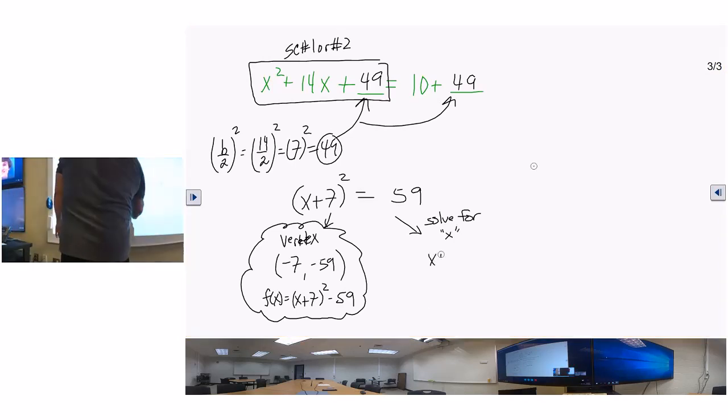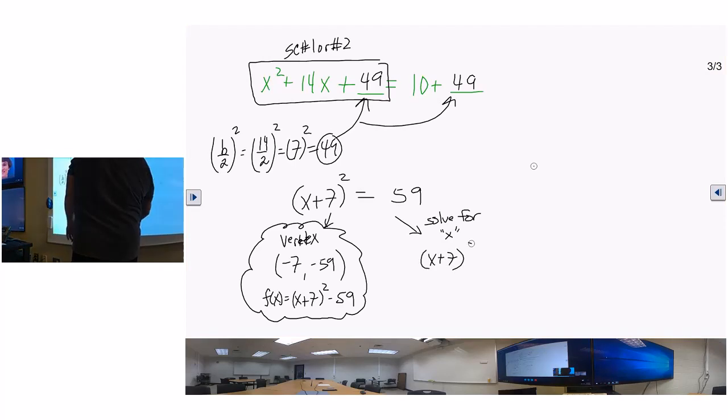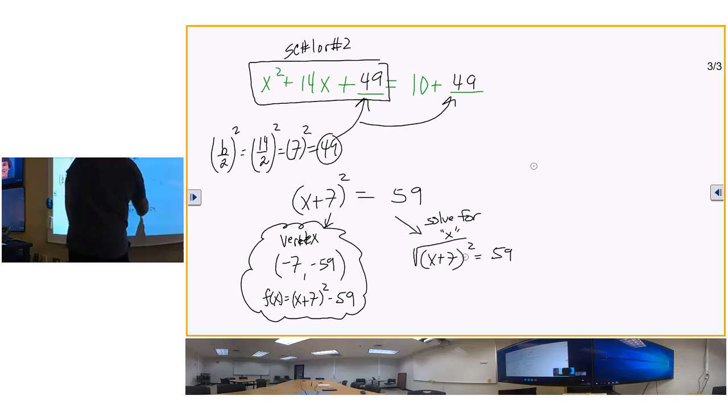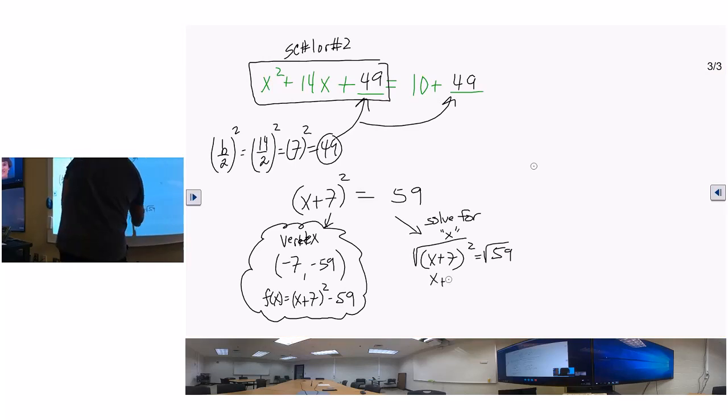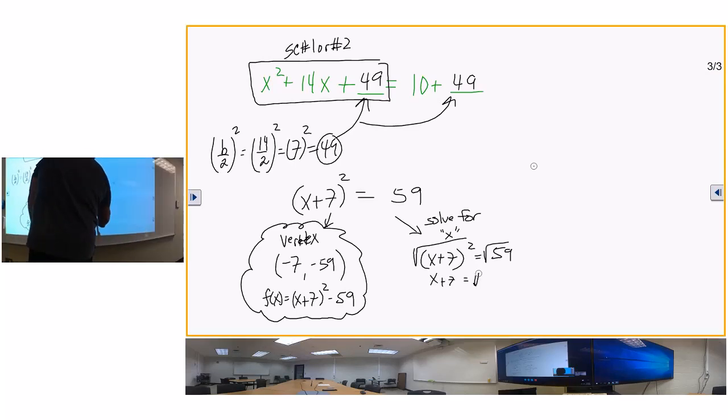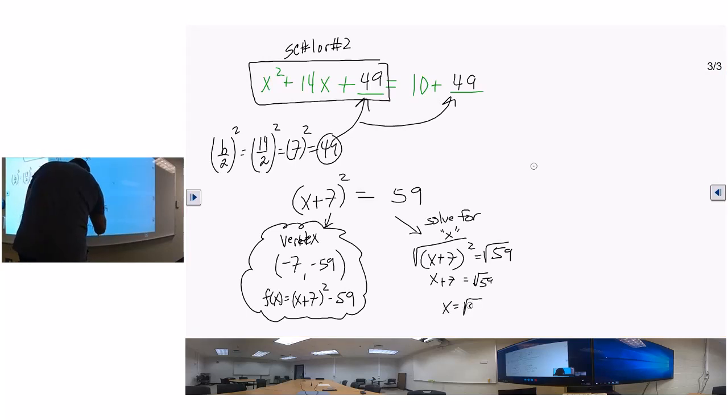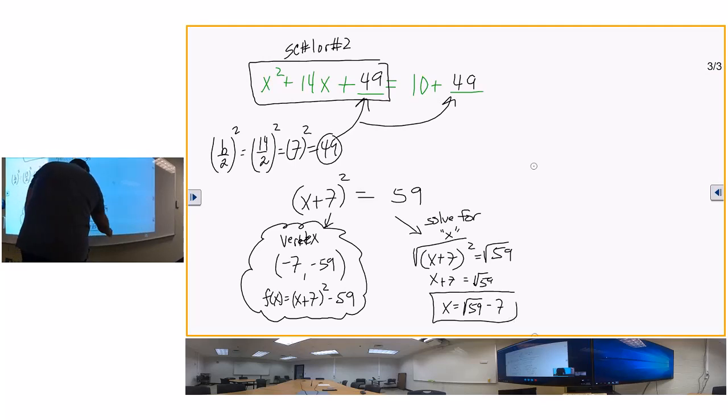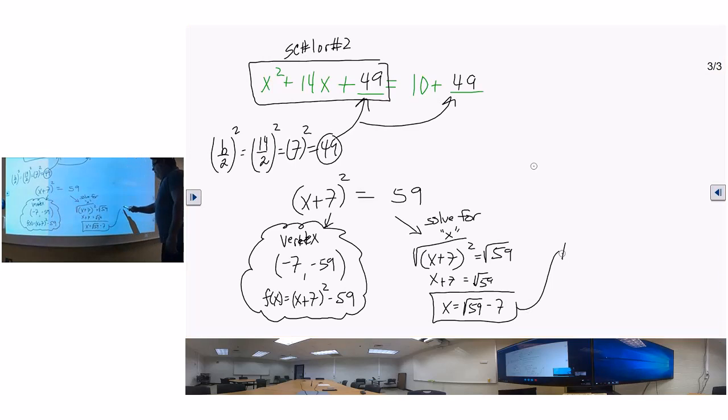So x plus 7 quantity squared is equal to 59. Take the square root of both sides. X plus 7 is equal to the square root of 59. X is equal to the square root of 59 minus 7. And you punch that in a calculator and get a decimal. And this would be your x-intercepts. They call it solutions, but basically it's your x-intercepts.